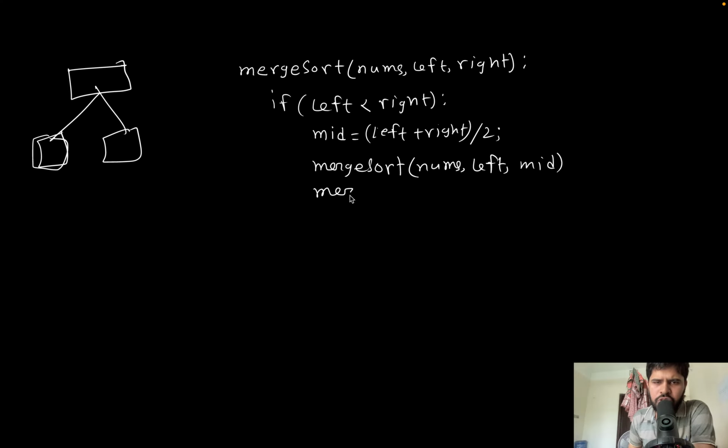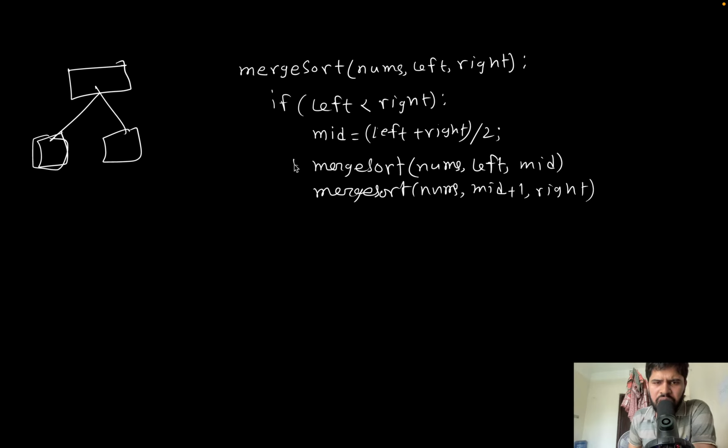And for the right partition, merge sort nums, then from middle plus 1, because we already included middle on the left. So we have to call from middle plus 1 all the way to the end. All the way to the end, I mean from middle plus 1 to right. This is not always just the end, because we are breaking our problem into smaller problems.